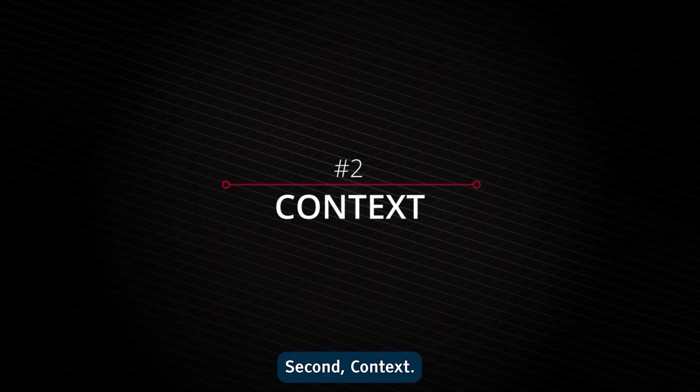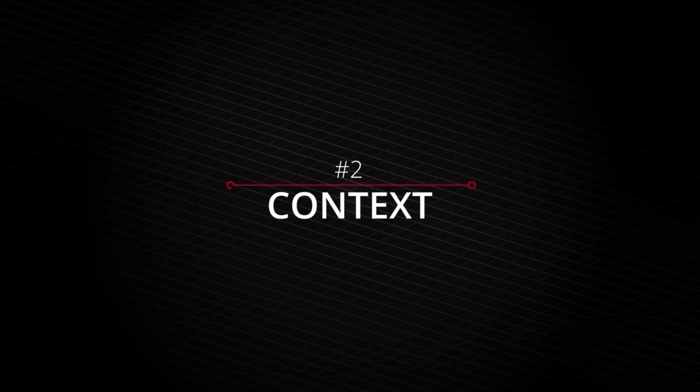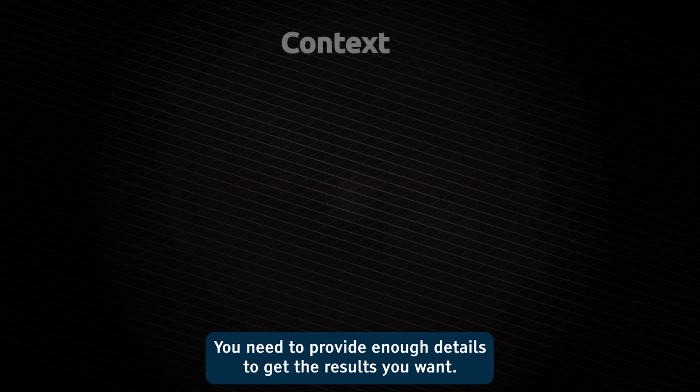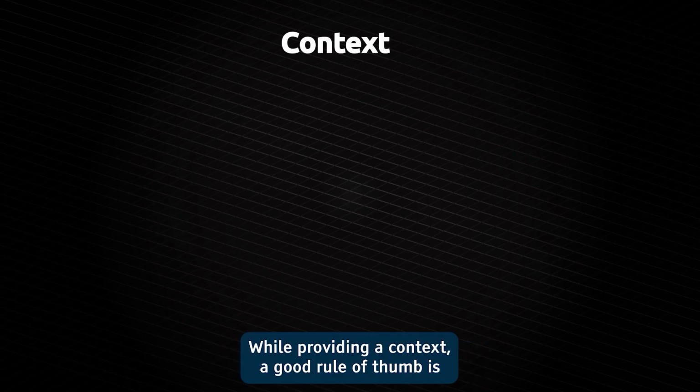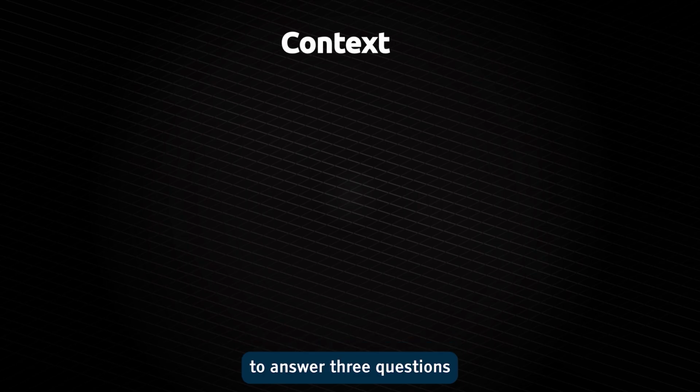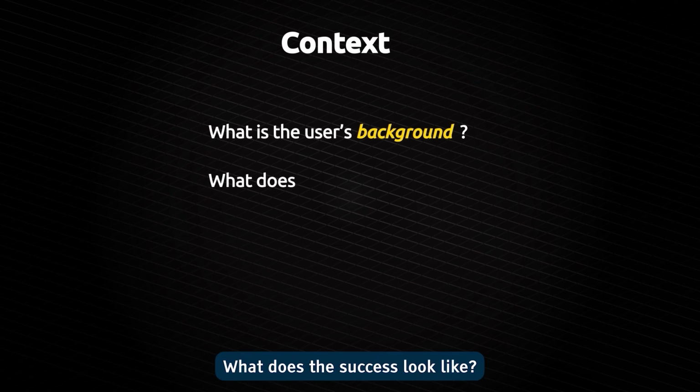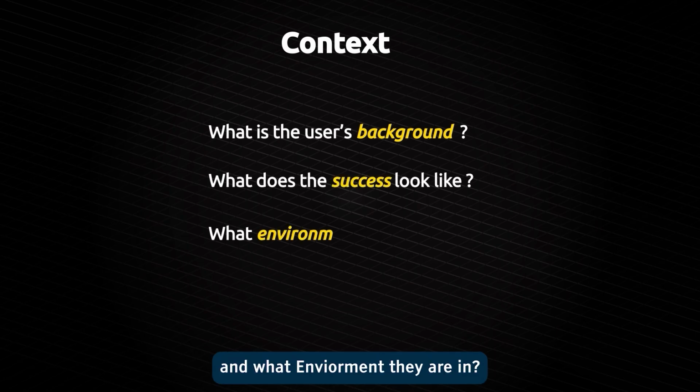Second, context. Context is trickier. You need to provide enough details to get the results you want. While providing a context, a good rule of thumb is to answer 3 questions. What is the user's background? What does success look like? And what environment are they in?